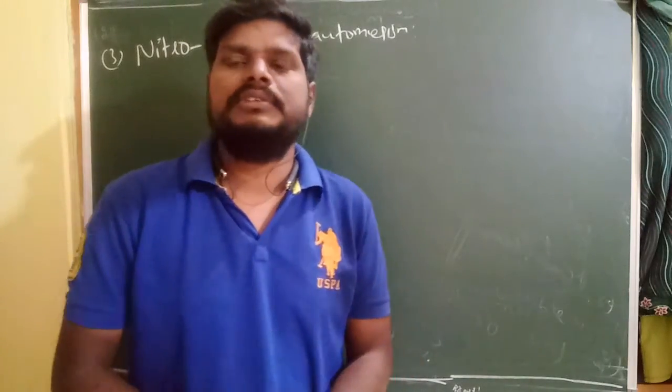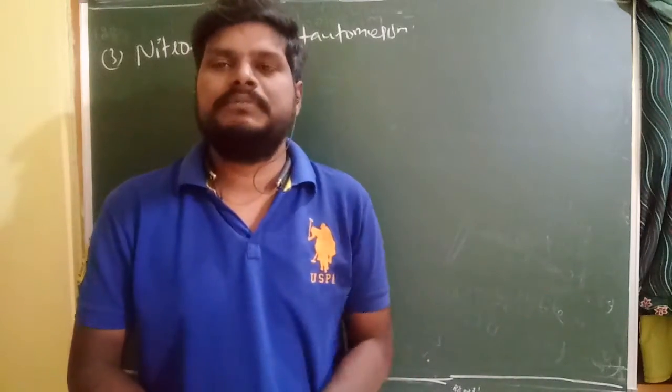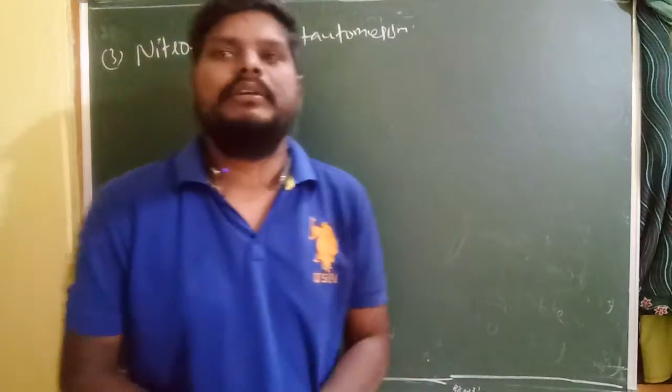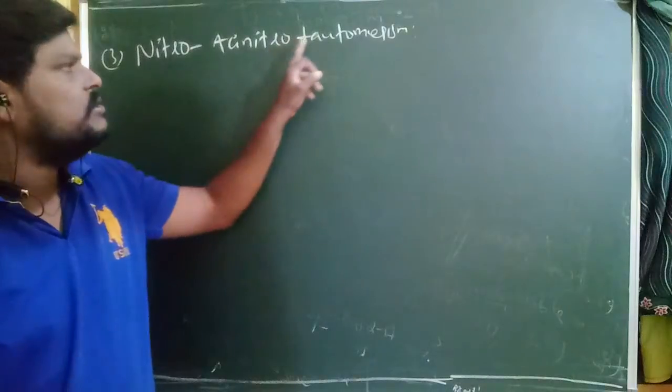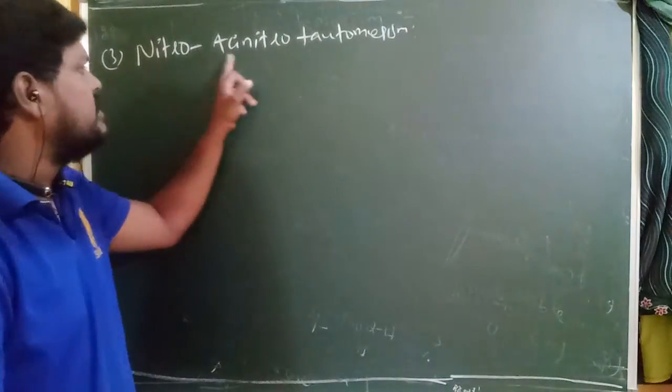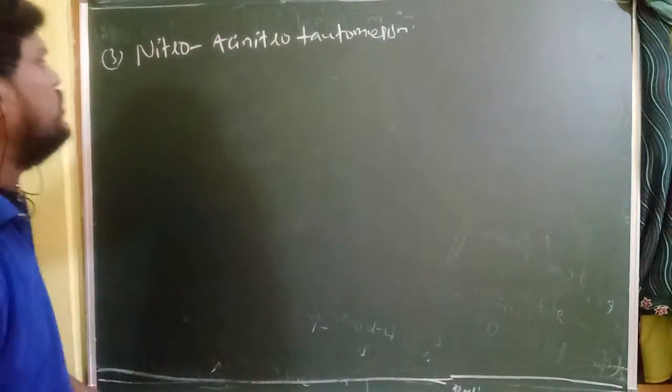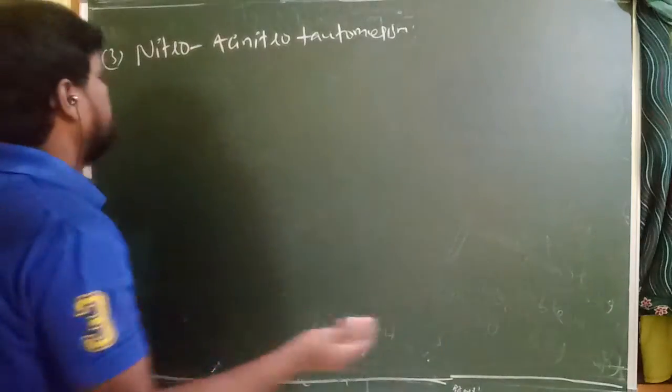Hello students, this is a continuation of the topic types of tautomerism, tautomerism part 3. This is another type of tautomerism: nitro-acinitro tautomerism. Let us take one example to understand what nitro-acinitro tautomerism is.